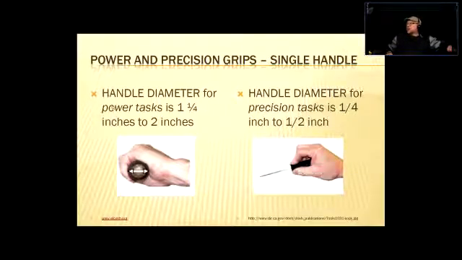Handle diameter for power tasks should be about 1¼ inch to 2 inches. Right? And here's the diameter. Then handle diameter for the precision tools should be 1/4 inch to half inch. Right?